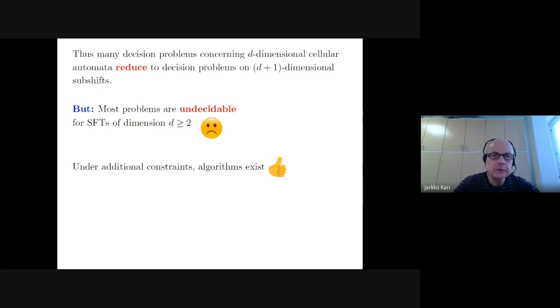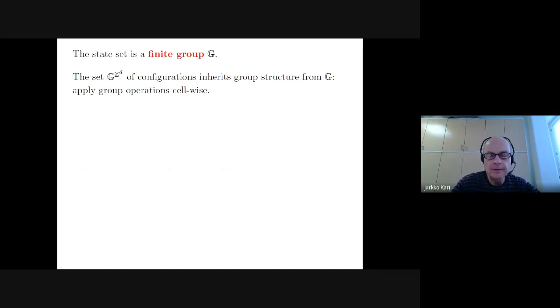But we still can use this approach if we somehow limit the type of subshifts that we are considering. So instead of considering all subshifts of finite type in 2 dimensions, maybe we restrict the situation so that we do have algorithms, that we have decidability. And this is exactly what I will be doing in this talk. I will be considering only subshifts where we have a certain algebraic structure, namely a group structure. And then it turns out that we do have algorithms to handle such situations.